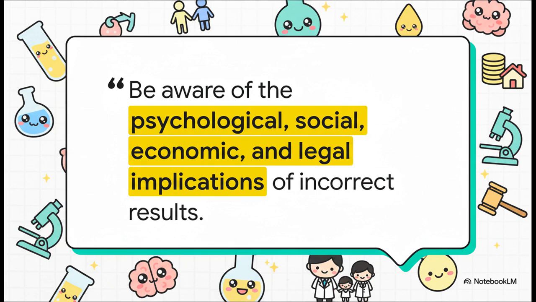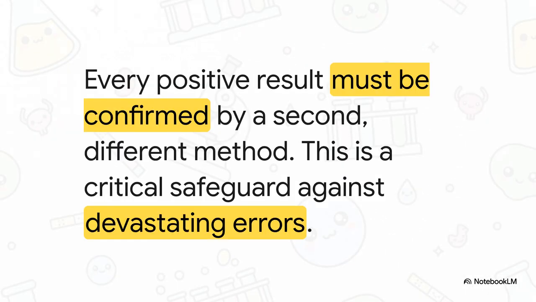A mismanaged or an incorrect result isn't just a number on a piece of paper. It can cost someone their job, their family, their freedom, their health. This really underscores the immense weight of the work that we do every single day. This leads us to a principle that is absolutely non-negotiable, especially in toxicology. Every single positive screening result must be confirmed. And I don't mean just rerunning the same test. It has to be confirmed by a second, equally sensitive method that works on a completely different chemical principle. This is our safeguard. This is the bedrock of legally and ethically sound laboratory practice, period.